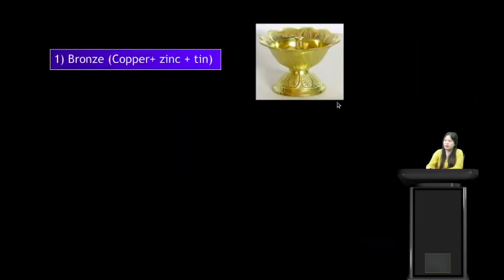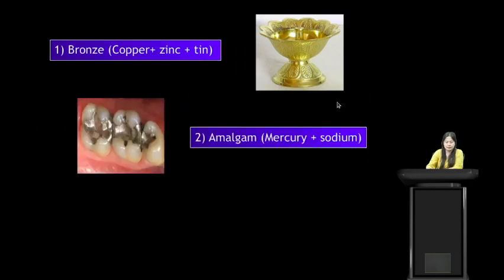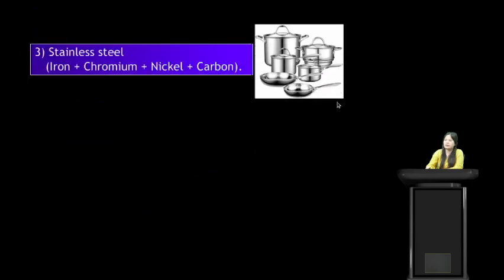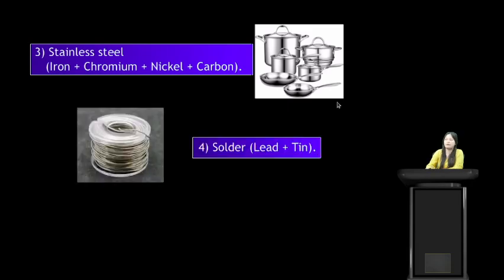Some examples of alloys include bronze. Bronze is made by mixing copper, zinc and tin. Another example is amalgam, which is made by mixing mercury and sodium. Another example is stainless steel, an alloy made up of iron, chromium, nickel and carbon. Another example is solder, which is made up of lead and tin.